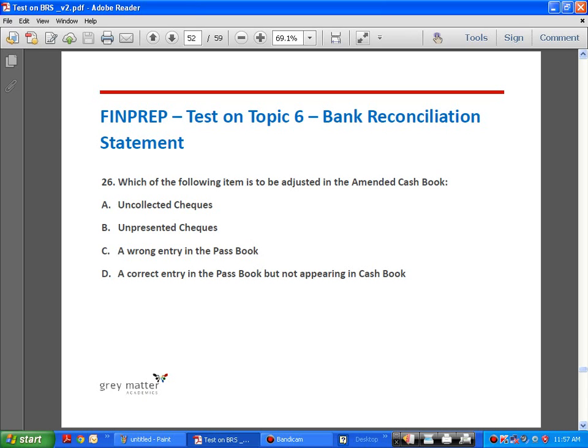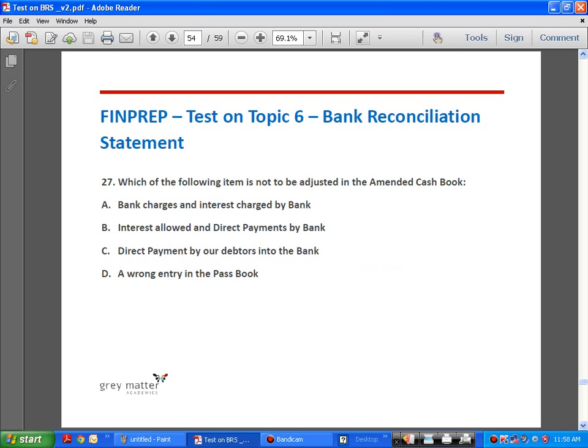A correct entry in the passbook but not appearing in the cash book. So the answer is D. For example, let us say the bank has credited us with some amount as interest or dividend, but it is not appearing in the cash book. So we have to make an entry for that income in our cash book to find out the amended cash balance. Next, which of the following items is not to be adjusted in the amended cash book?